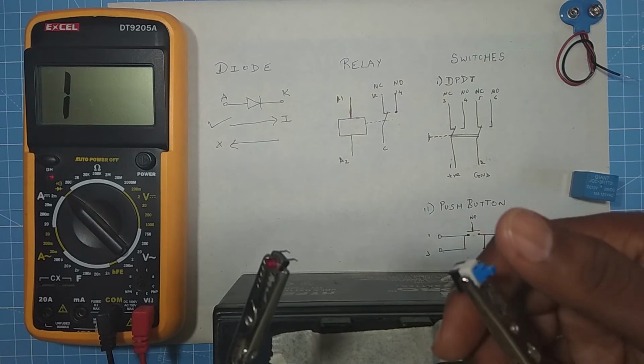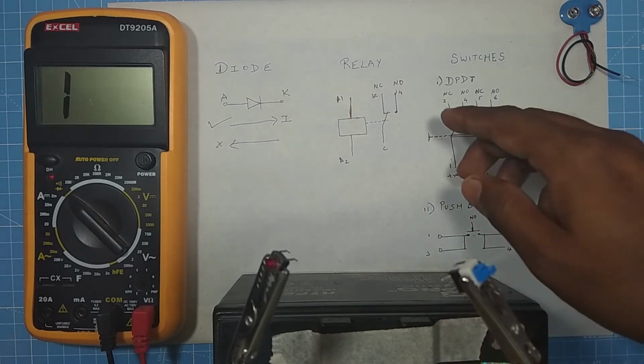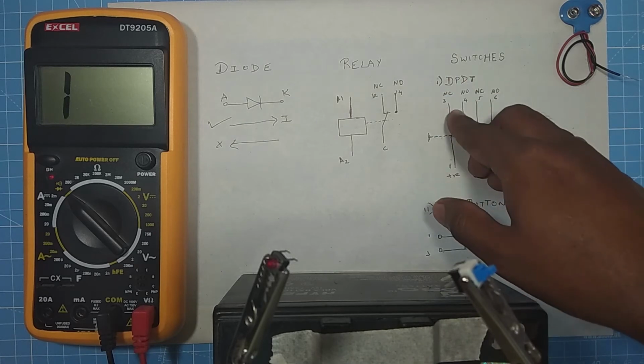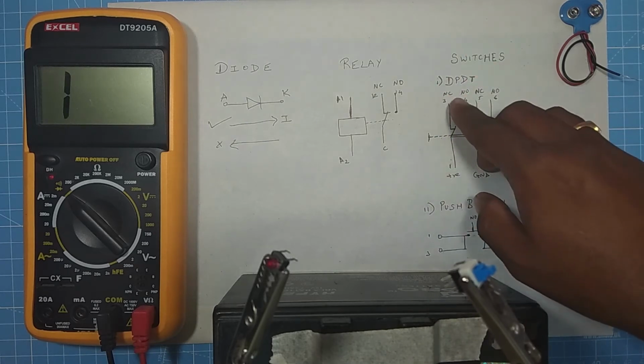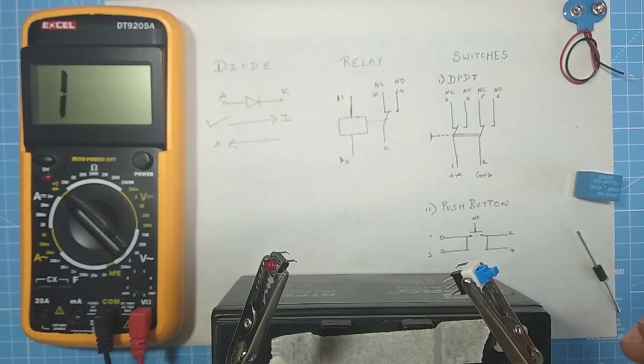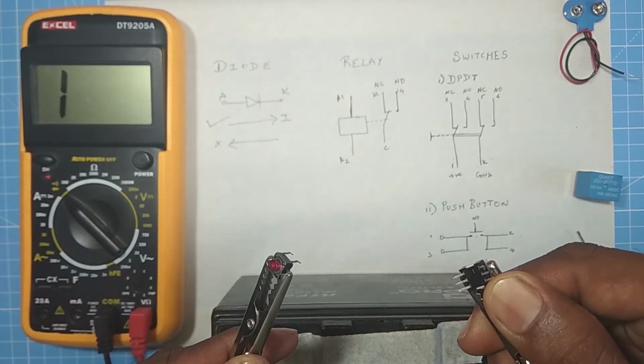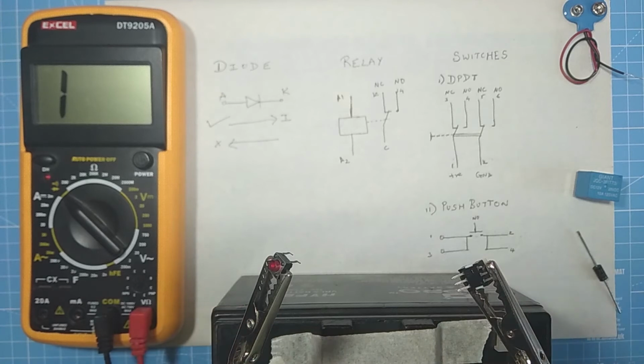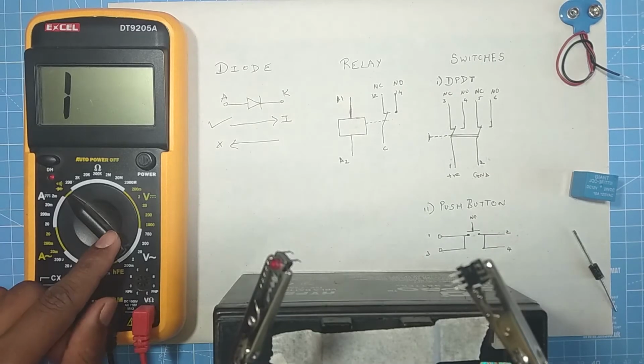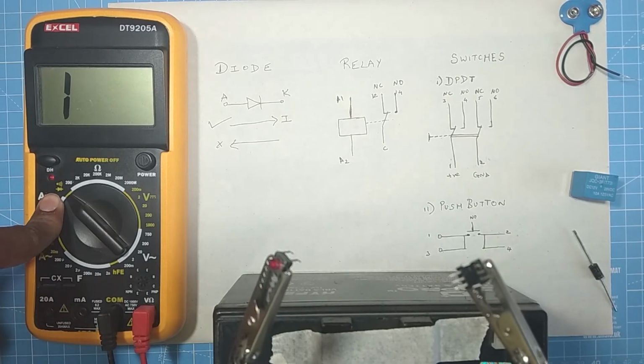So as soon as I release it, or by pressing it for the second time, the state will change once again. So they will come back to the original state. So I will rotate this. As you can see, the 6 terminals are clearly visible. So let's test them. Here my selector switch is on the continuity mode.